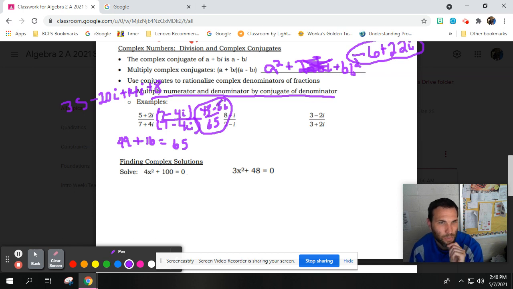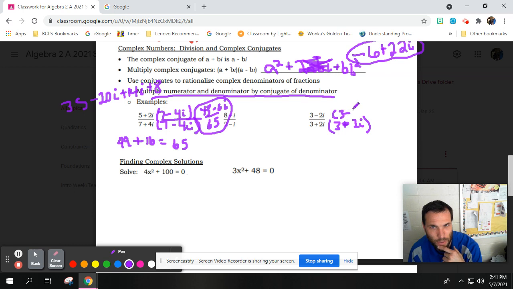You can have an i in the numerator, but you may not have an i in the denominator. That's why we're doing this: multiply the denominator by the complex conjugate so that you don't have an i in the denominator. Right here, it would be 3 minus 2i, the conjugate, and 3 minus 2i. So this would be 9 plus 4, which is equal to 13. And then on top, it would be, let's see, 9.